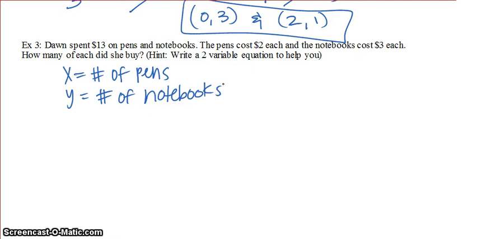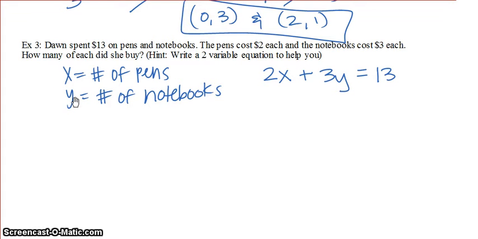So therefore, I know if I multiply the cost of a pen, which is $2, times however many pens, which is X, because if I bought 10 pens, 10 times 2 is $20, okay? Plus, however much a notebook costs, which is 3, times however many notebooks I have, which if I had 5 notebooks, 3 times 5 is $15. We add those up, how much we pay for each one of them, and that's going to have to equal a total of 13. So, there we go. So therefore, we have our equation.